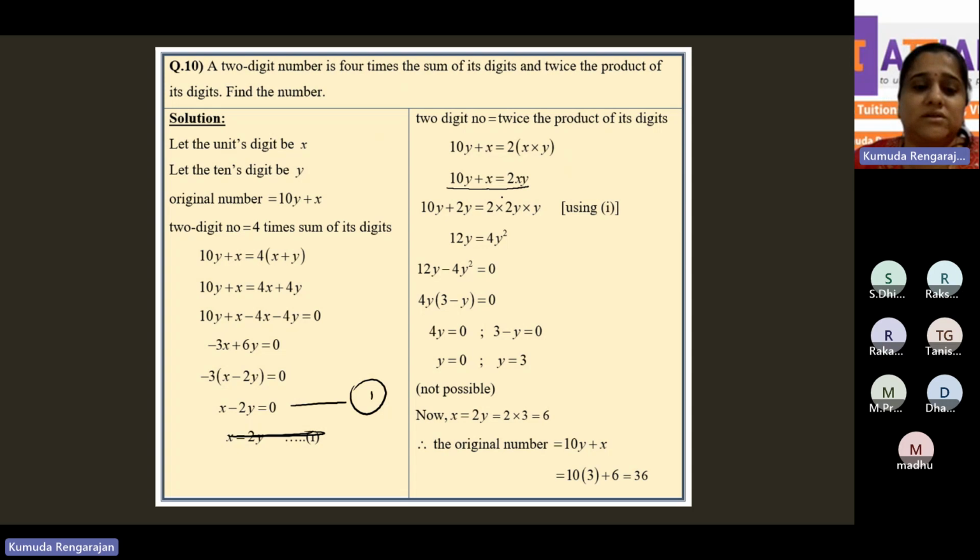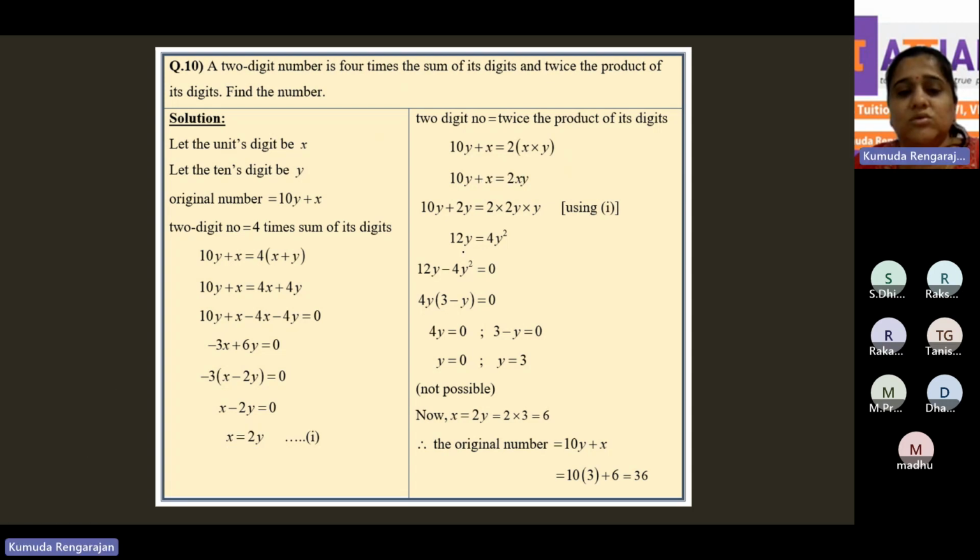So you can use the substitution method here. For that, you come back to the first equation, x minus 2y is equal to 0. You write x is equal to 2y. Wherever there is x in the second equation, replace that with 2y because x is equal to 2y. So you can see here, x is 2y.